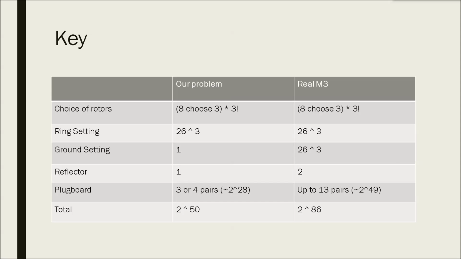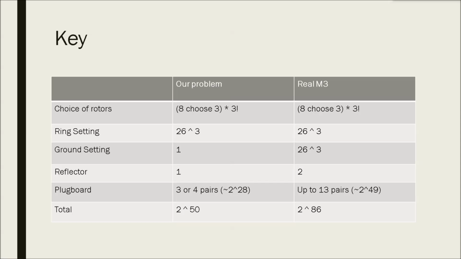The initial settings, also the one that you see through the window, the ground setting. For our problem, it was already specified that it will start with AAA. But in a real M3 machine, you actually have AAA all the way to ZZZ, which is, once again, 26 to the power of 3 choices.